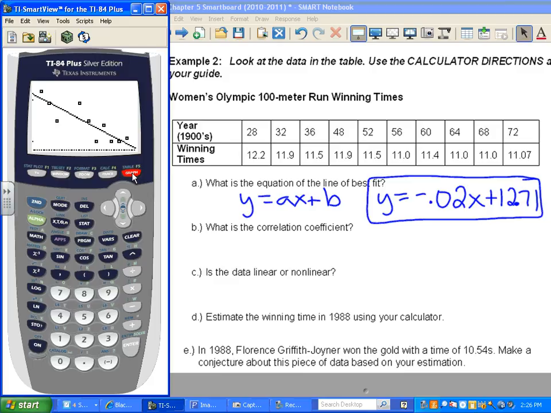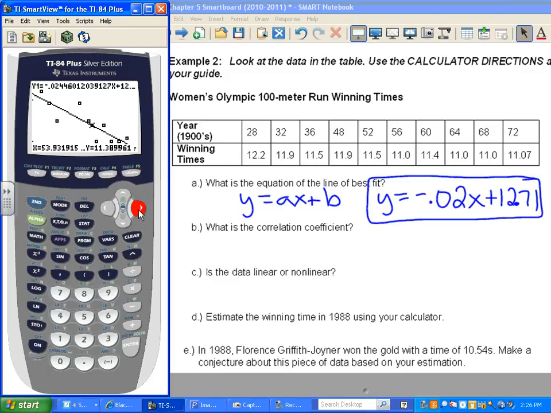Okay, now hit trace. I want to show you something. If you hit the trace button, you have the little blinky spider probably on one of the dots. And if you hit the right arrow, it will jump between the dots. If you hit the down arrow, it'll take you to the line, and then hit right and left. That allows you to trace up and down the line.